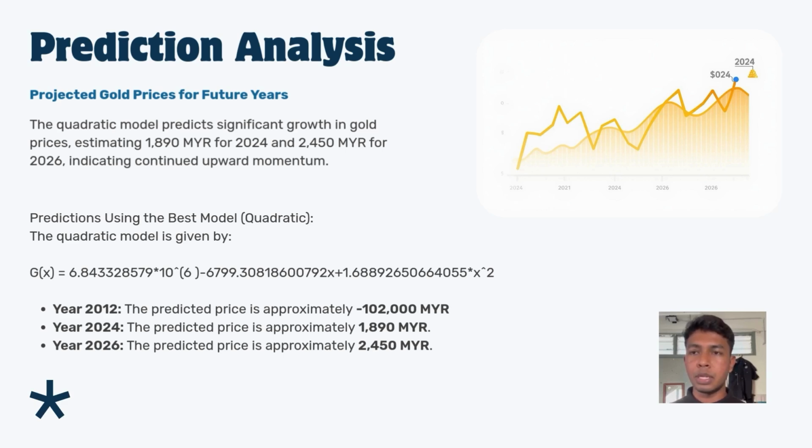Okay, the quadratic model is given by the equation below. So for the year 2012, the predicted price is approximately -102,000 ringgit. For the year 2024, the predicted price is approximately 1,890 ringgit. And the last year, that is 2026, the predicted price is approximately 2,450 ringgit.